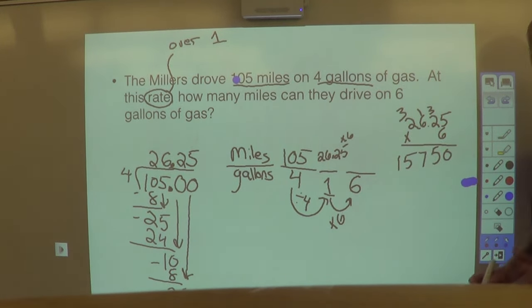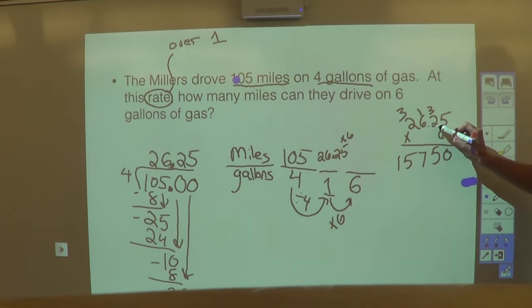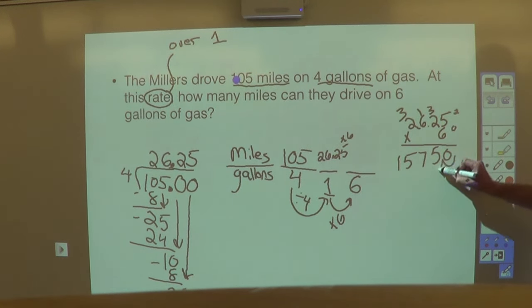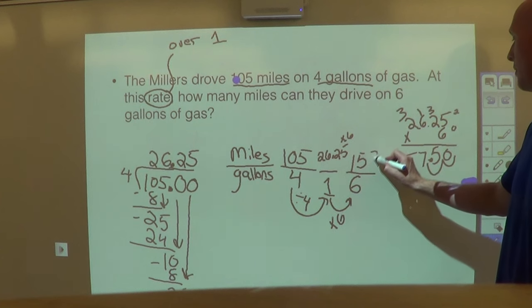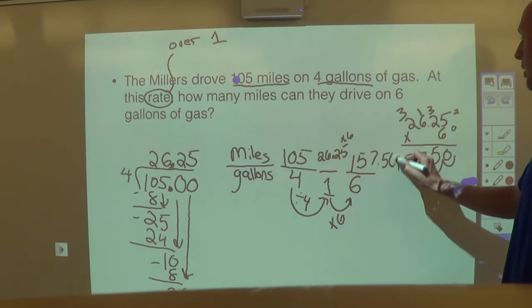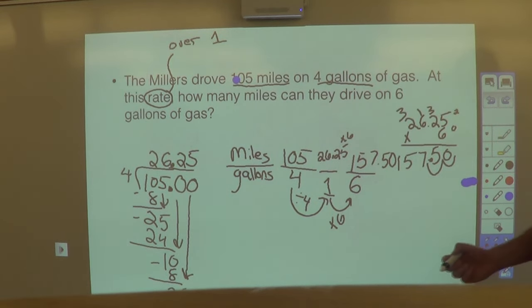Awesome. We got to add our decimal place in order to do that. If you remember way back, you figure out there are 2 decimal spots there. There are no decimal spots there, so we're going to move it over 2 times. Once, twice, boom, boom, boom. So my answer is going to be 157.50. Perfect. So now, how many miles can they drive on 6 gallons of gas?